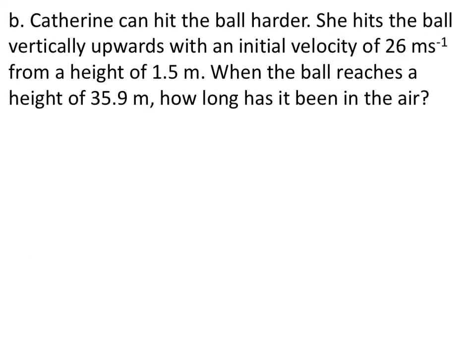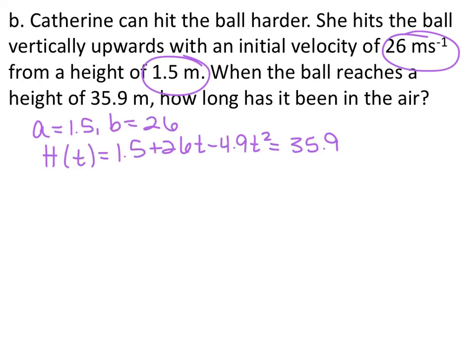So same situation, except Catherine hit the ball harder, and so she hit it vertically upwards with an initial velocity of 26 meters per second and an initial height of 1.5 meters. So when the ball reaches a height of 35.9 meters, we want to know how long it's been in the air. So go ahead and pause the video and solve for time. So I've created the function h of t equals 1.5 plus 26t minus 4.9t squared, and I want that to equal 35.9. And then I'm going to use my graphing calculator to solve for t.